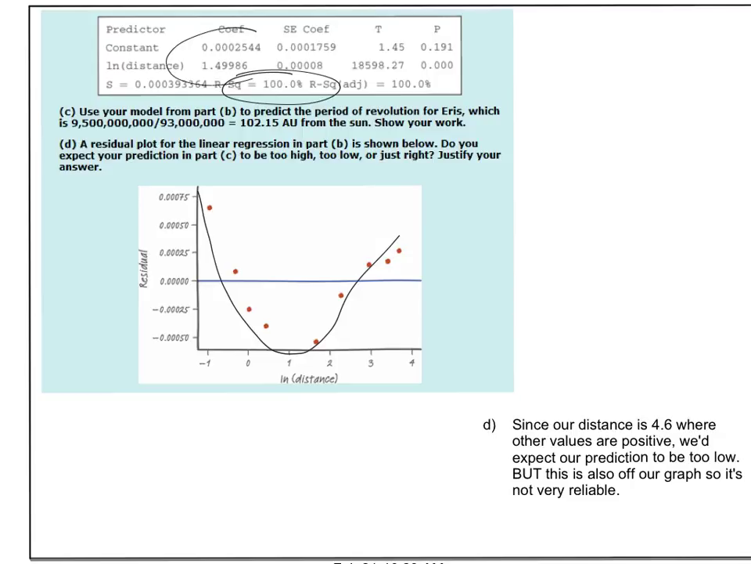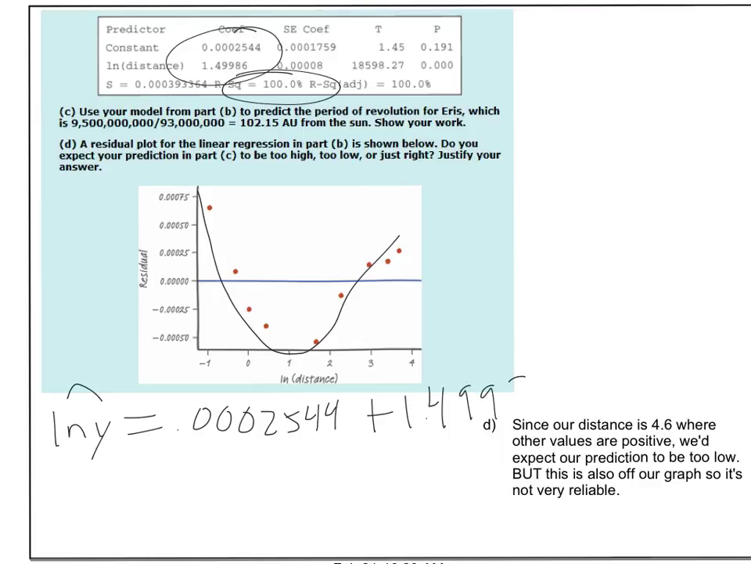Here are the numbers that we need, but with the power model, this is what it would look like. I could predict the natural log of its period of revolution, how long it takes to do a revolution. I've got a y-intercept of 0.0002544 plus a slope of 1.4986. And this is where you have to be, again, so careful.